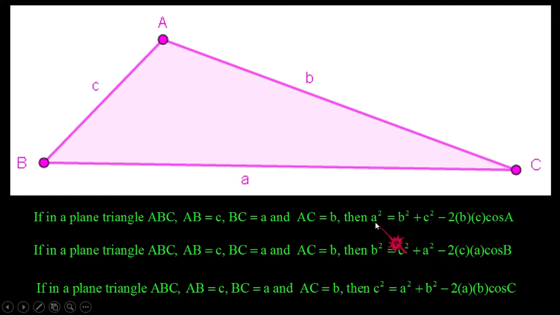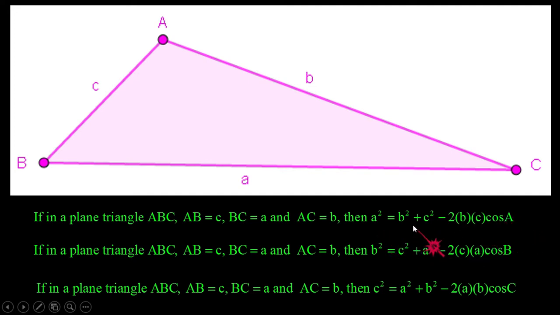Here, if we would like to find the square of any side, then we can write: any side squared equals the sum of the squares of the lengths of the other two sides minus 2 into the product of the other two sides and the cosine of the angle between them. So in that sense, we can write a square equals b square plus c square minus 2bc cos A.